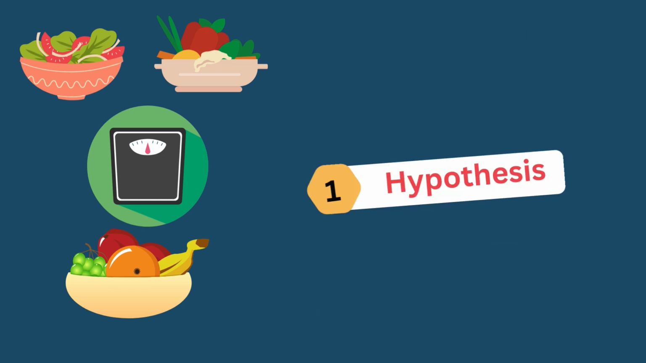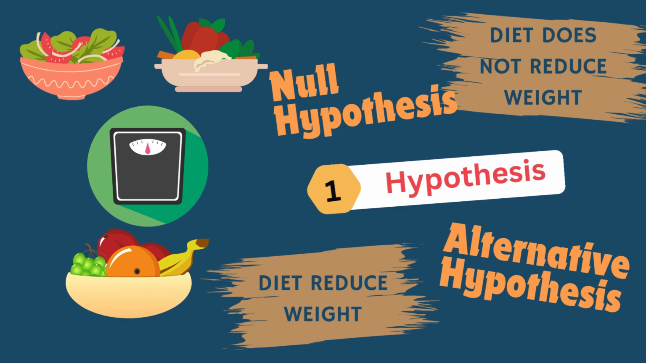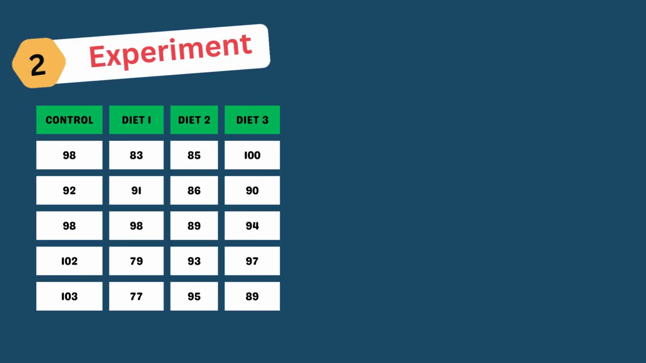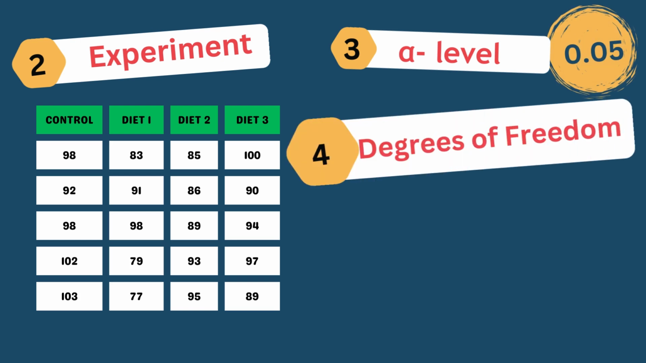Step 1. Form the null and alternative hypothesis, which will be that the diet does not and does affect the weight respectively. Step 2. Perform the experiment and collect the data. Step 3. Select an alpha level, which I will choose to be 0.05. Step 4. Calculate the degrees of freedom.